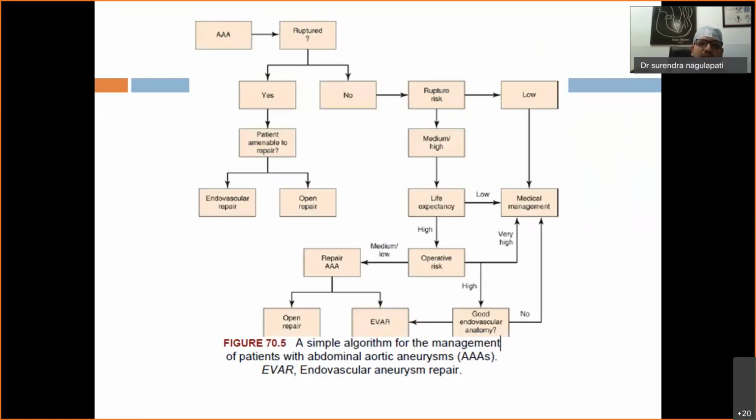If the aneurysm is ruptured and the patient is amenable for repair, then endovascular repair or open repair. If it is not ruptured, then we will assess the rupture risk. If it is low, then medical management. If it is high, then we will look at life expectancy. If life expectancy is low, then go for medical management. If the life expectancy is high, then we will assess the operative risk. If the operative risk is low, then repair by either open or endovascular method. If the operative risk is high and there is good endovascular anatomy, go for endovascular repair.